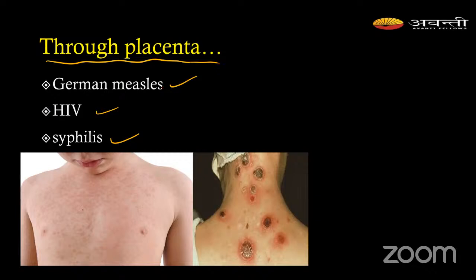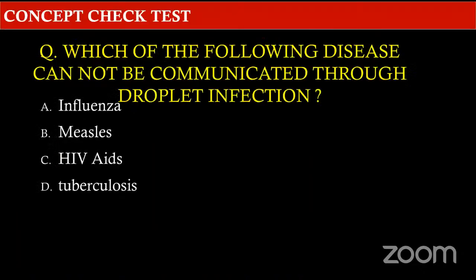Remember, students, they may ask you this type of question, so be ready for it. German measles, HIV, and syphilis are transferred through the placenta. Then here is a question for you: which one of the following diseases cannot be communicated through droplet infection, like sneezing, coughing and spitting? I will run the poll. You can answer me in the poll.